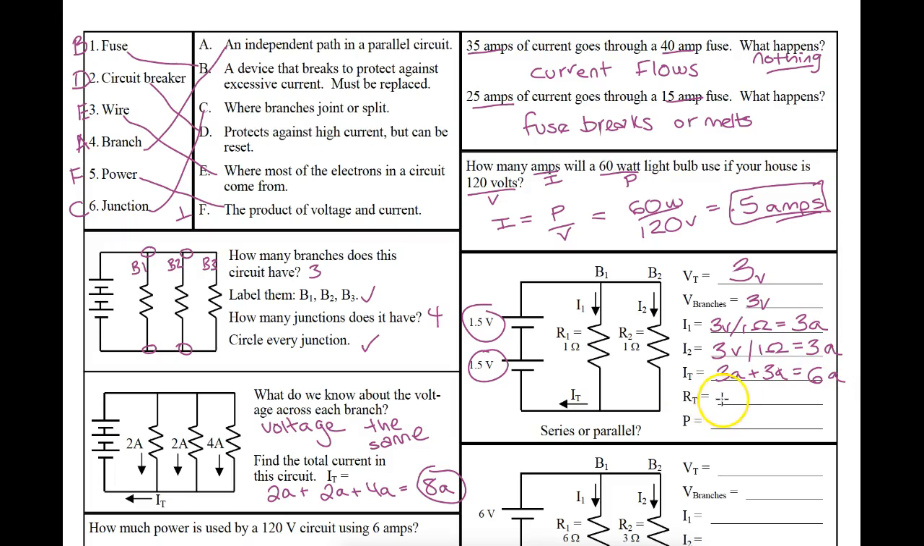And then the resistance total would be 1 ohm plus 1 ohm. Actually, your resistance total is voltage divided by amps. So your voltage is 3 volts divided by 6 amps equals 0.5 ohms.